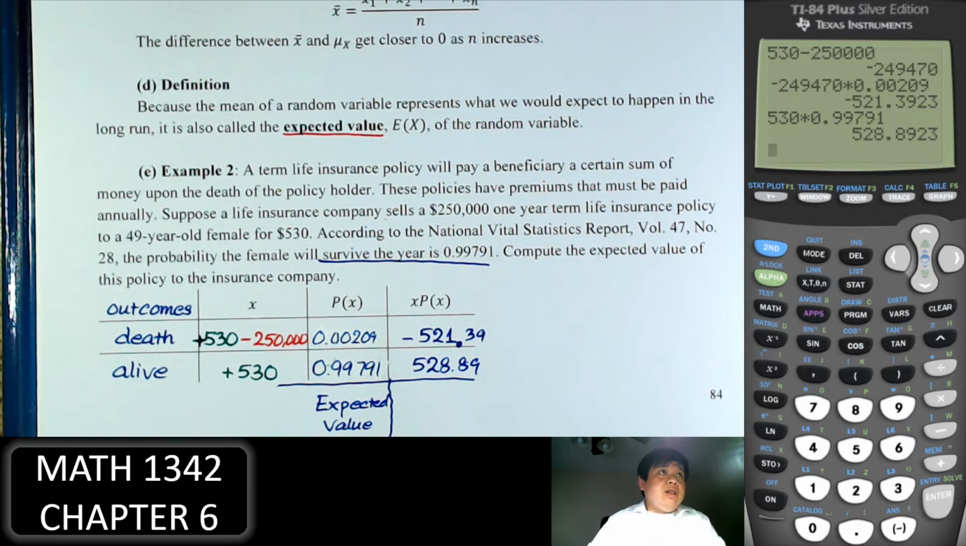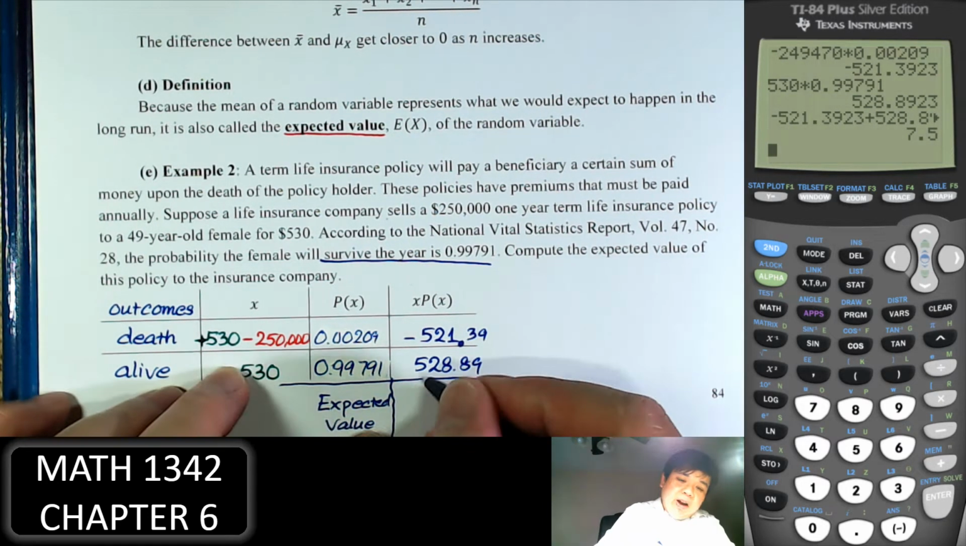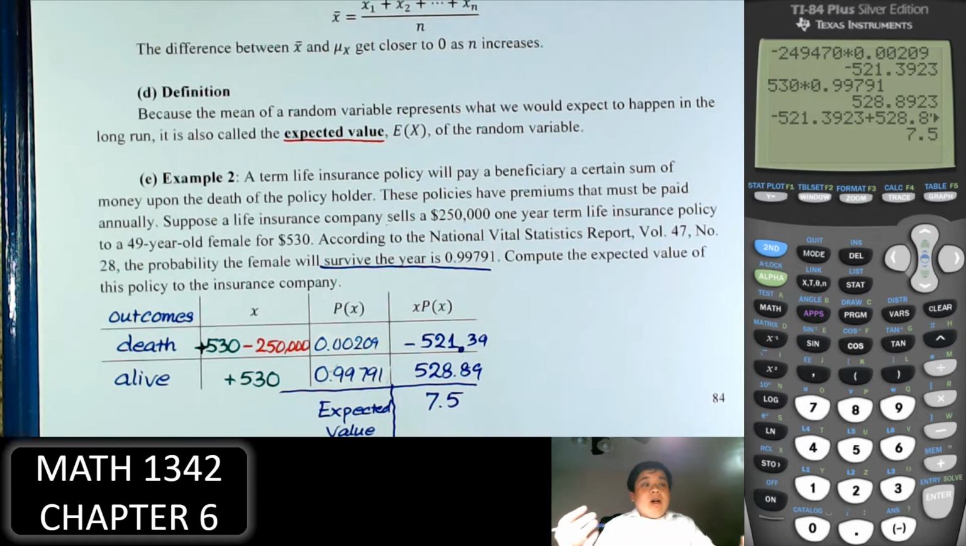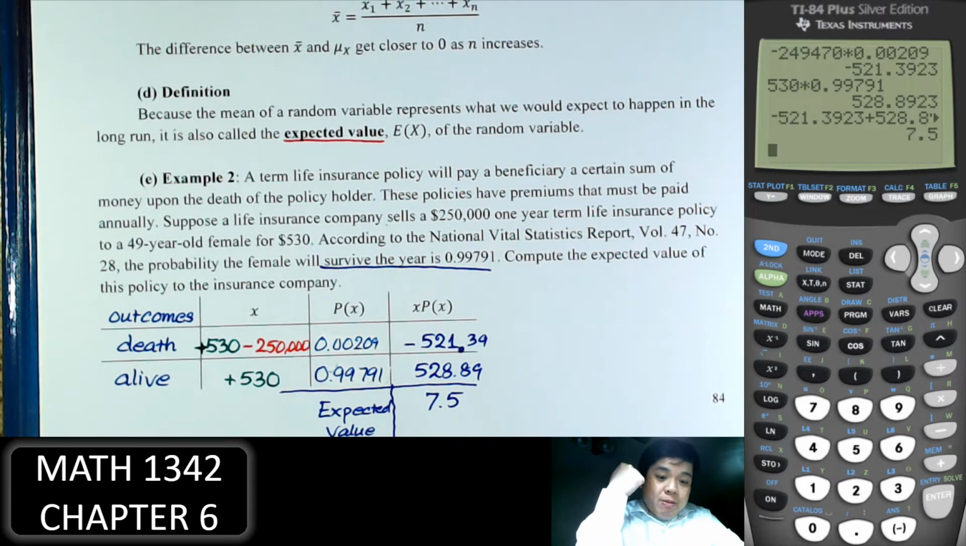Now we add these two numbers. I have $7.5. So that means in the long run, the company expected to get $7.5 for each policy. But like I said, these are expected values. A lot of things could happen if there is a pandemic or something. A lot of people die. In that case, the company will lose a lot of money.